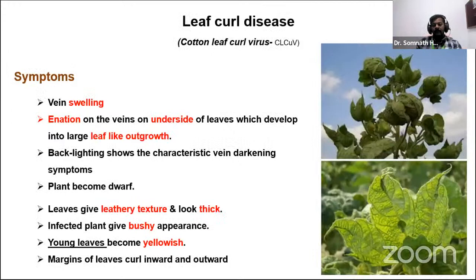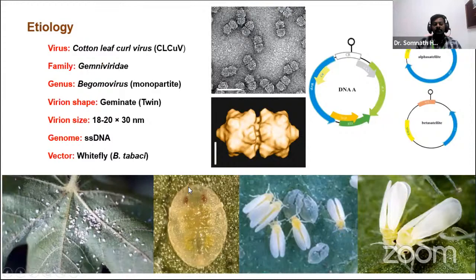I'll skip the viral diseases. Leaf curl disease of cotton, which you might have learned about, is caused by a Gemini virus or Begomovirus, transmitted by whiteflies. This is the structure of the virus. These are the geminate or twin shaped particles of the Begomovirus, that is, cotton leaf curl virus.